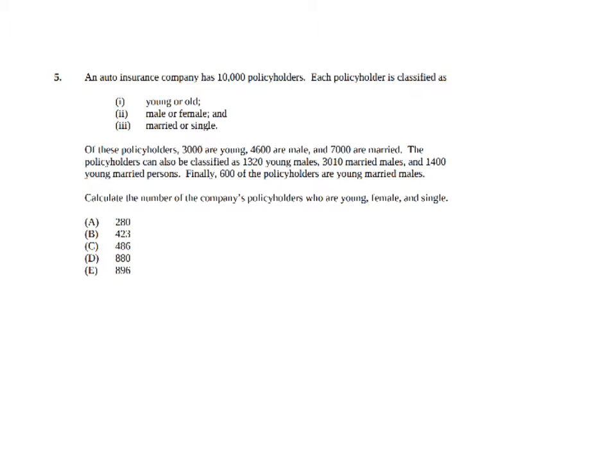We're going to calculate the number of the company's policyholders who are young, female, and single. So in order to solve this problem, one of the best strategies will be to create the appropriate Venn diagram. And this problem is very similar to problem 1 in this problem set. So I'm going to add in a Venn diagram here that fits the description that we're given.